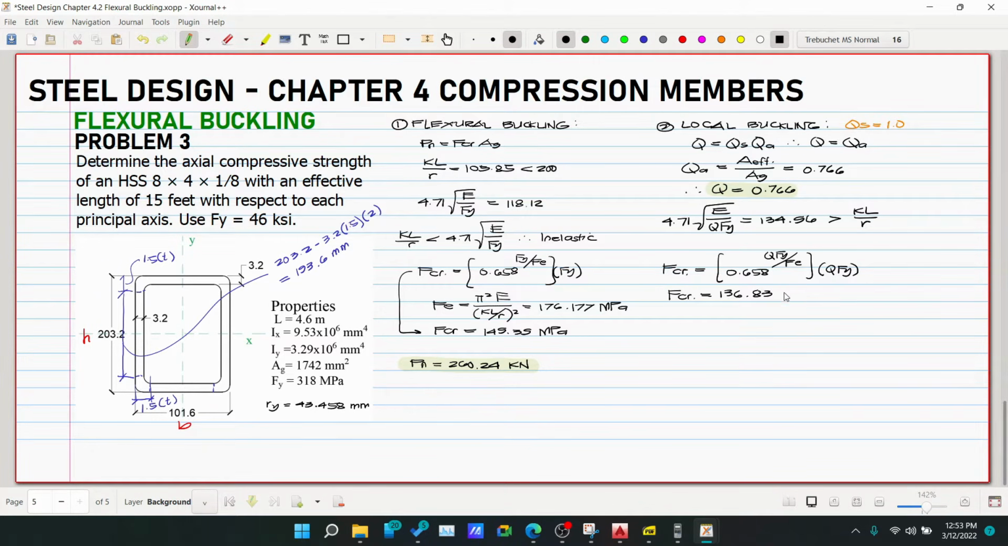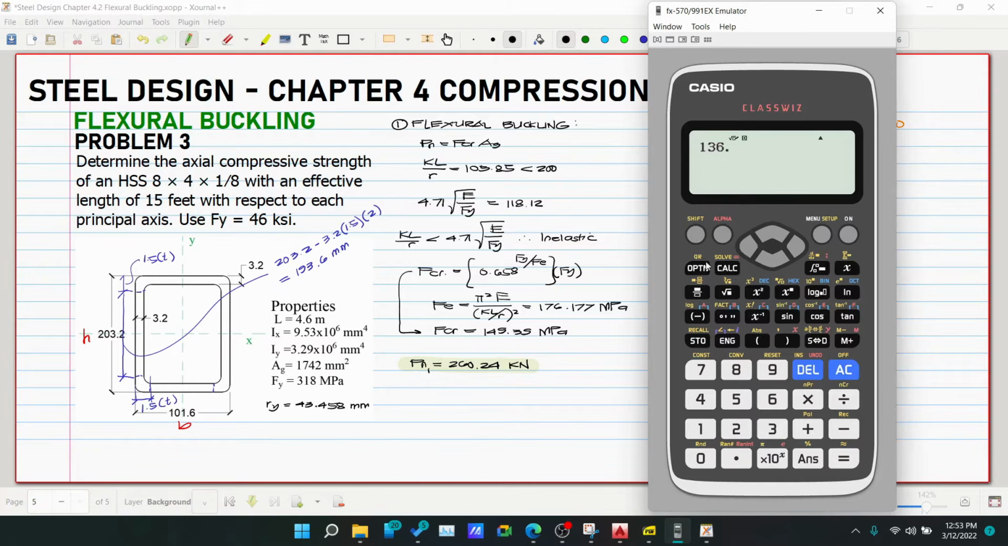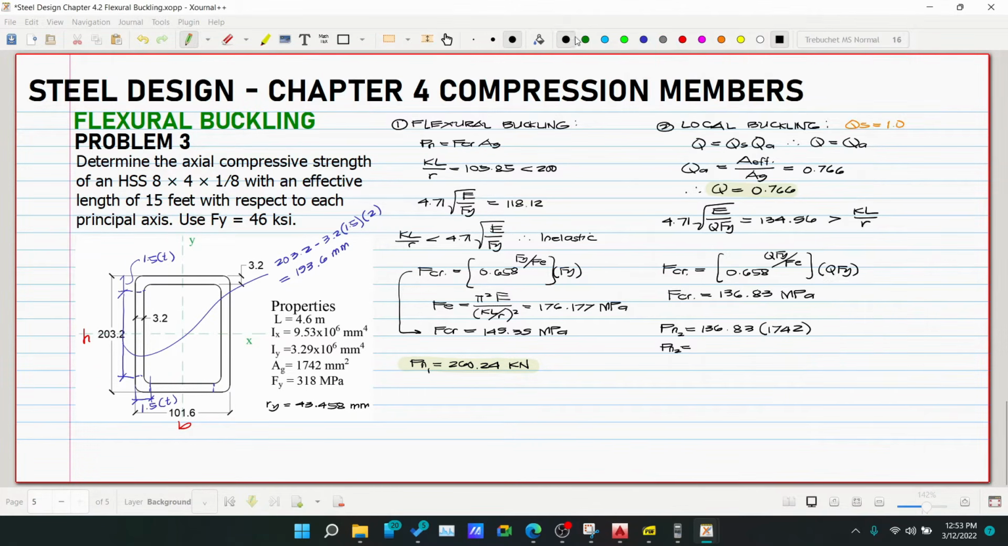136.83 MPa. So ngayon, ang ating nominal or available compressive strength is 136.83 multiplied by AG na 1742 mm squared. So ito yung ating PN1, ito naman yung ating PN2. So 136.83 multiplied by 1742 and divided by 1,000, 238.358.